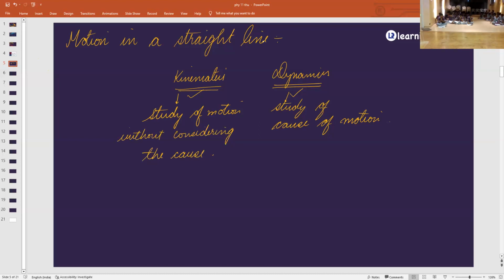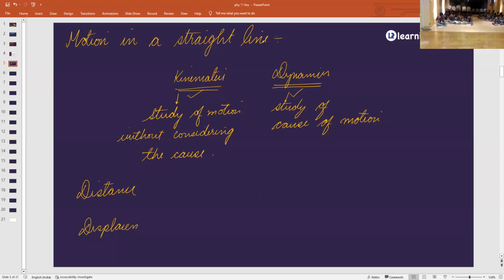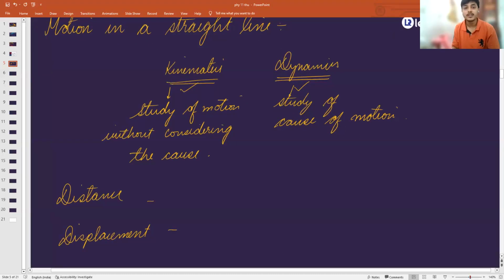Okay. So the next terms that come into the picture are distance and displacement. Excuse me, sir. Yeah, go on. Sir, can you zoom in a little bit? Zoom in. Is it fine? Yes, sir. Thank you, sir.